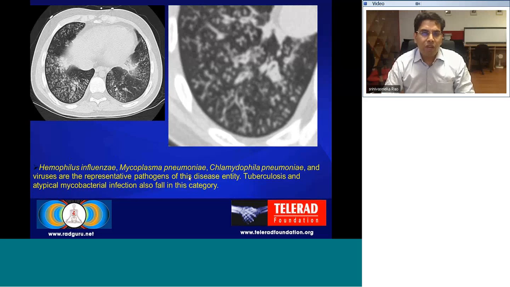Whenever you see these endobronchial or rather centrilobular nodules, you have to think there is a definite infection, but you don't know what infection it is.